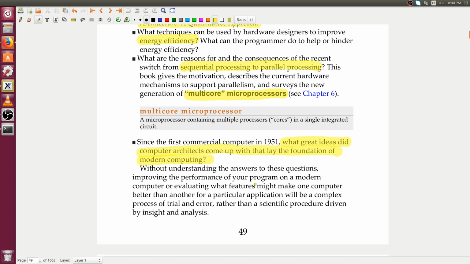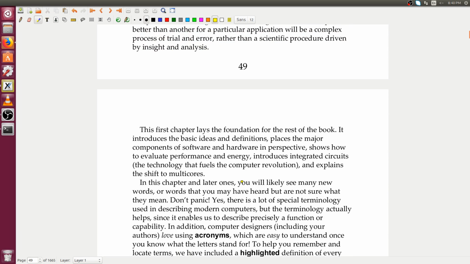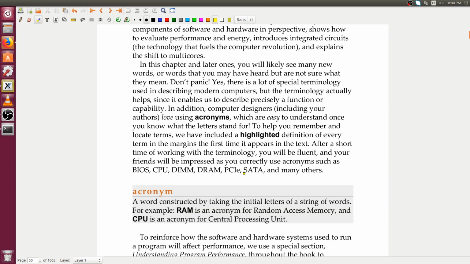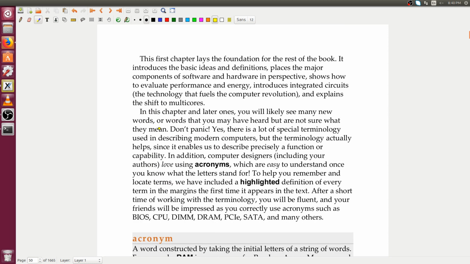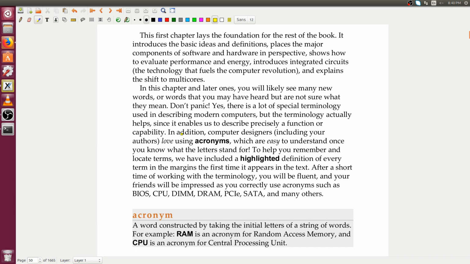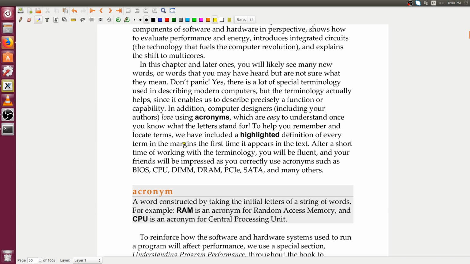All right. So let's continue on. So they're going to go over a couple things. There are a lot of words that we'll go over, and we want to make sure that everyone understands what these mean. So BIOS, CPU, DIMM, DRAM, PCIe, SATA.